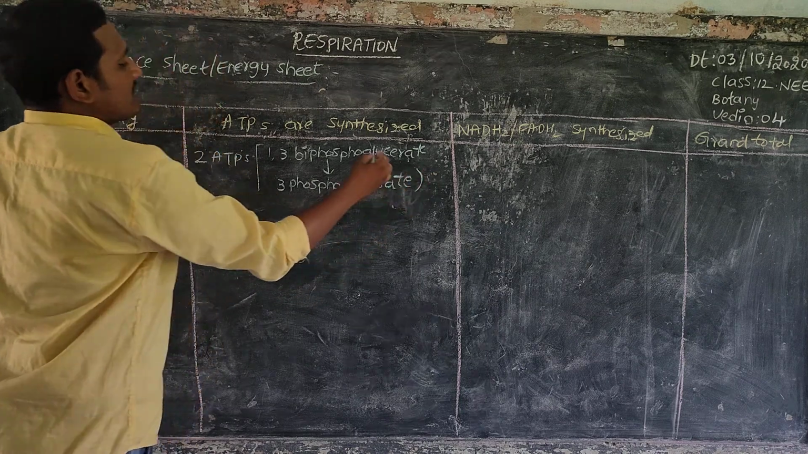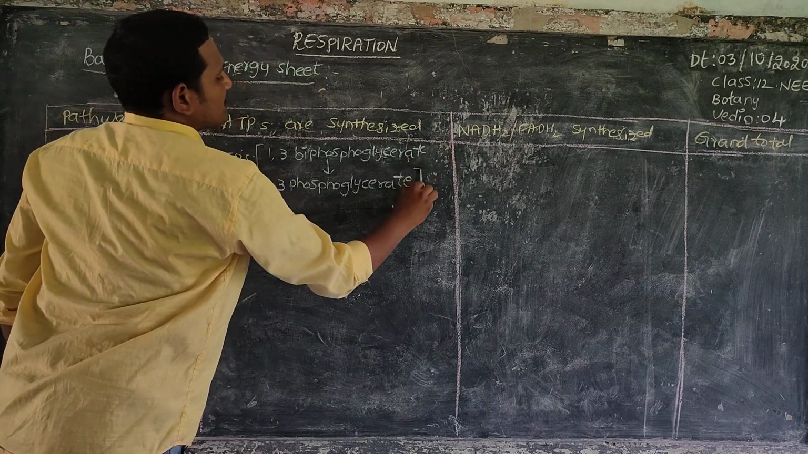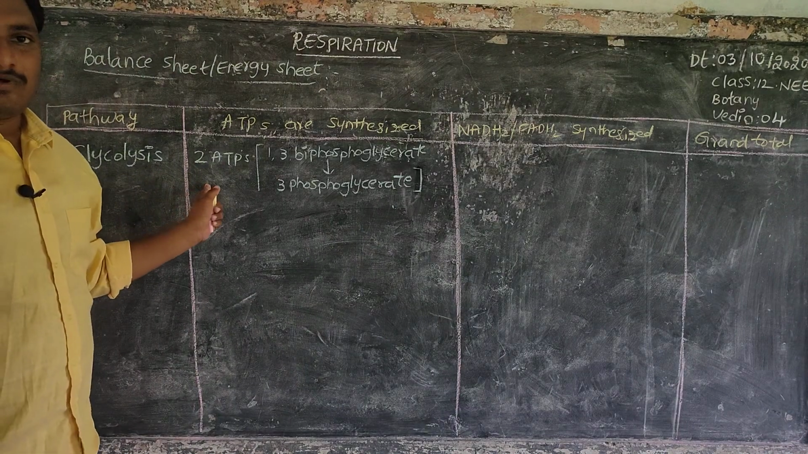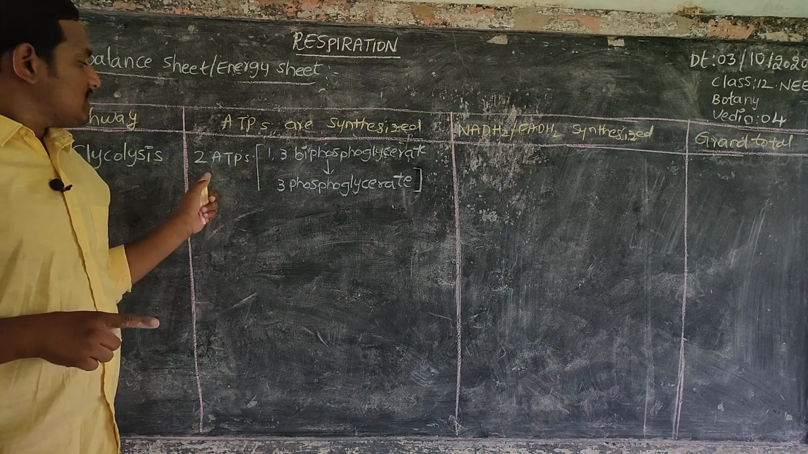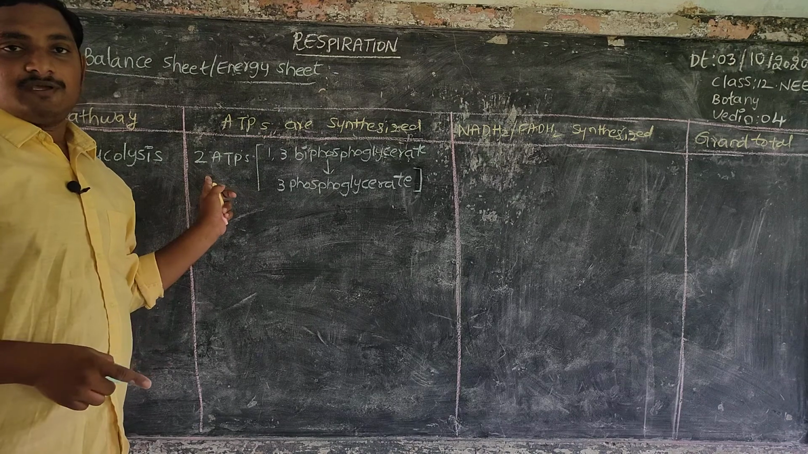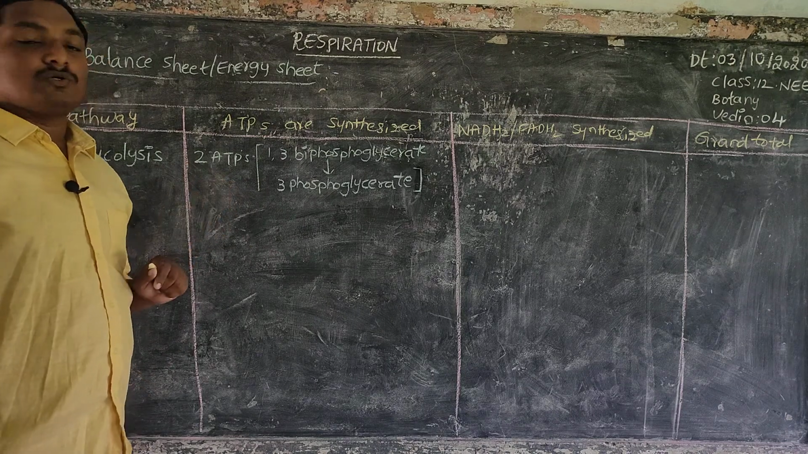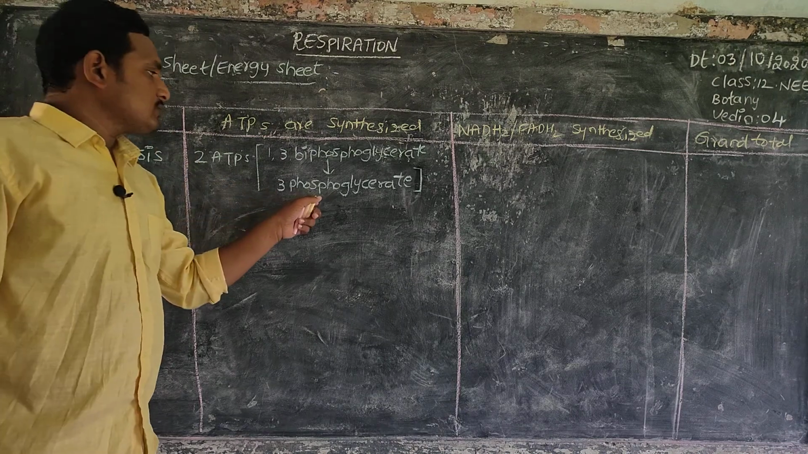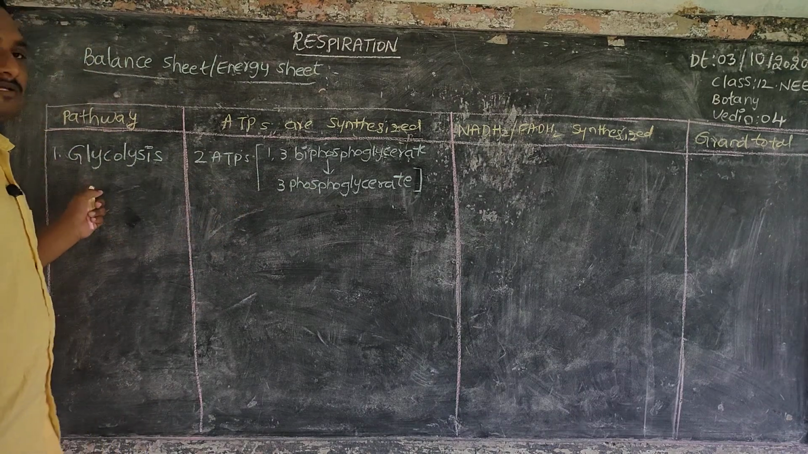Here we are getting 2 ATPs. One cycle, we are taking one molecule of glucose, means one cycle gives 1 ATP. One more cycle, that is 2 ATPs. We are getting 2 ATPs from the glycolysis cycle.